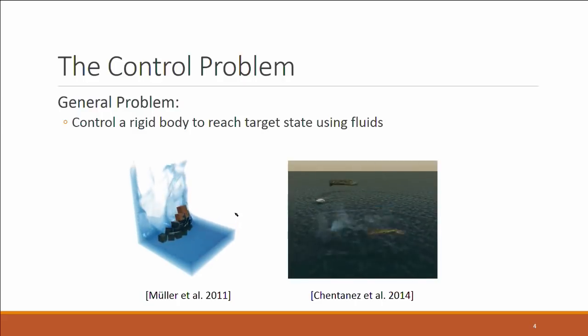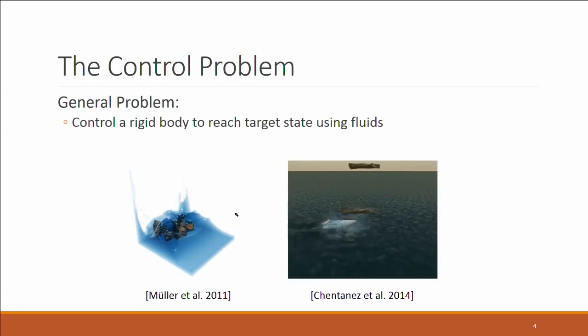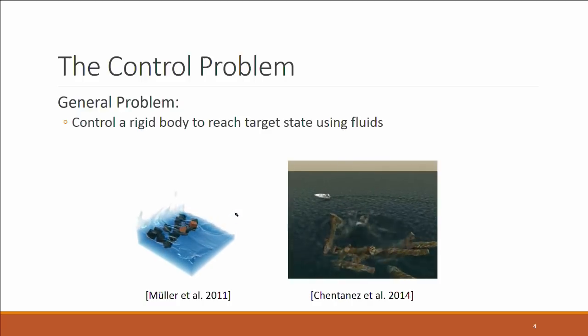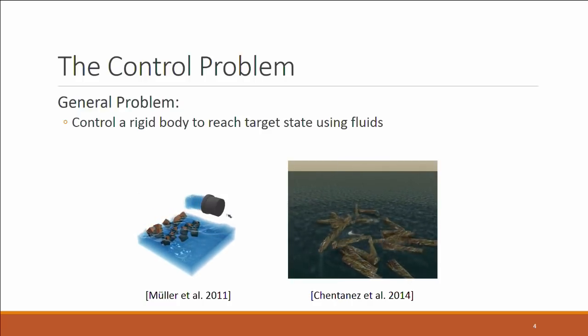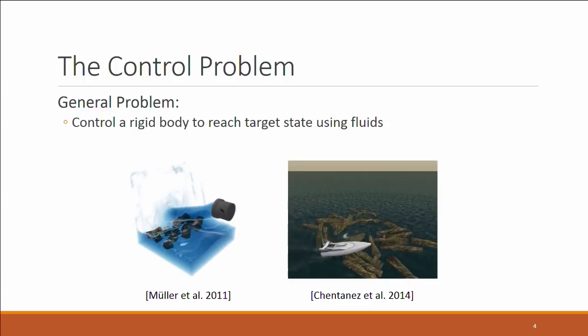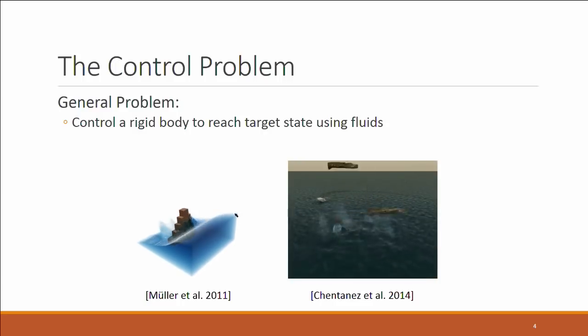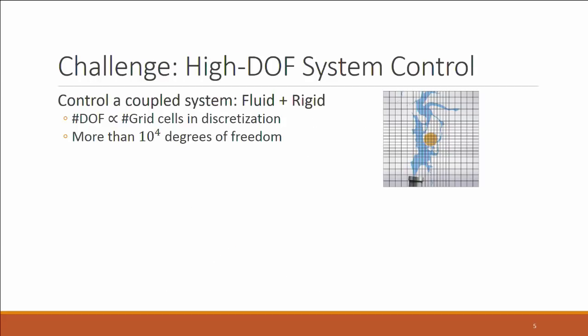So more generally, we want to design a controller that can push a rigid body to a target state using a fluid as an actuator. And this problem has many applications in animation control, where your fluid is dominating the dynamics of your simulation domain. But there are 3 challenging issues in this problem. The first one is that you're now controlling a very high-dimensional dynamic system. Let's say you use a grid-based method to discretize your fluids, and you can easily go up to more than 10,000 degrees of freedom in your dynamic system.